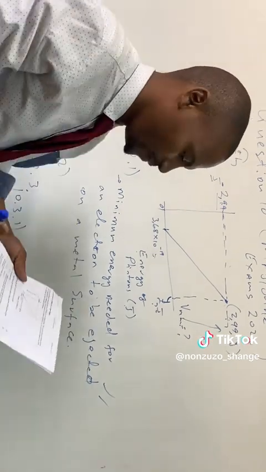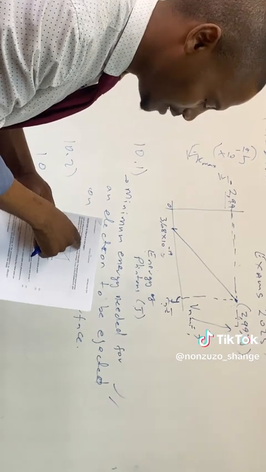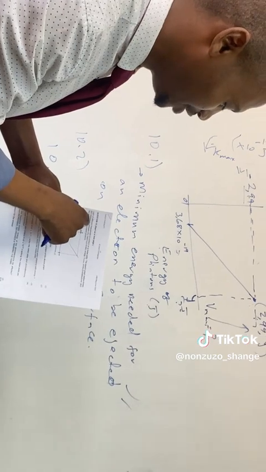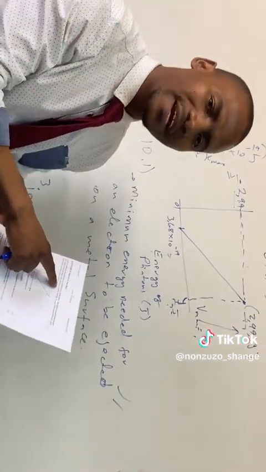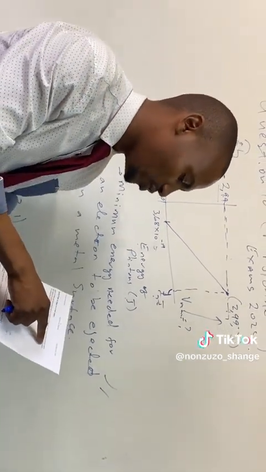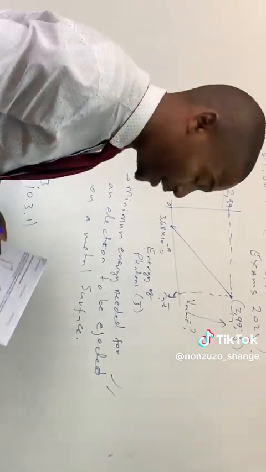Then, light of different frequencies is incident on a metal surface. The sketch graph below shows the relationship between the maximum kinetic energy of the photoelectrons and the energy of the incident photons. That's the statement.